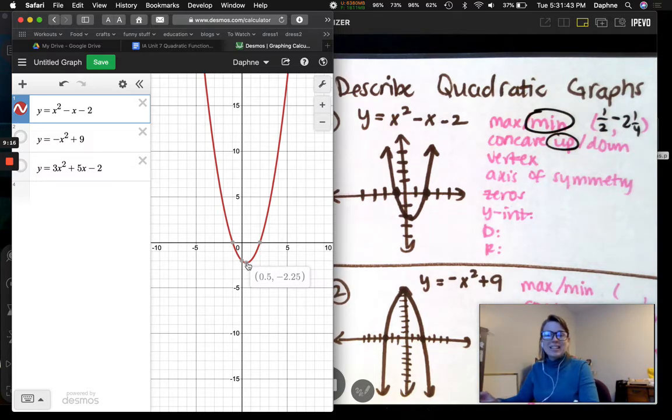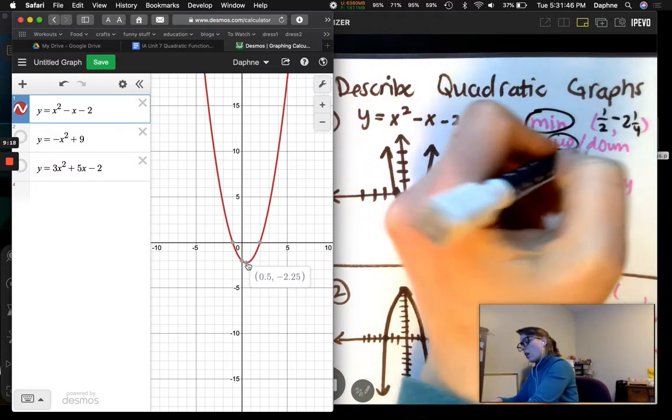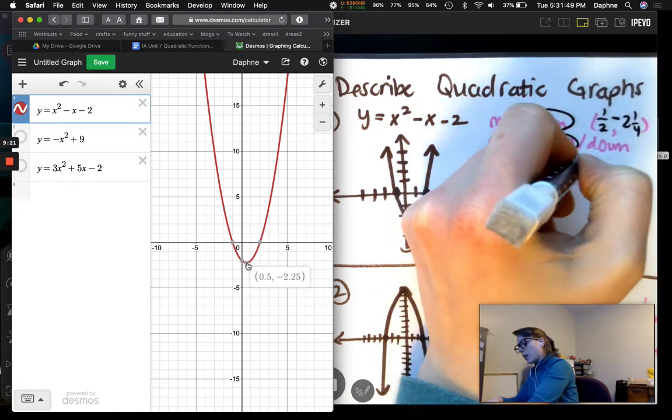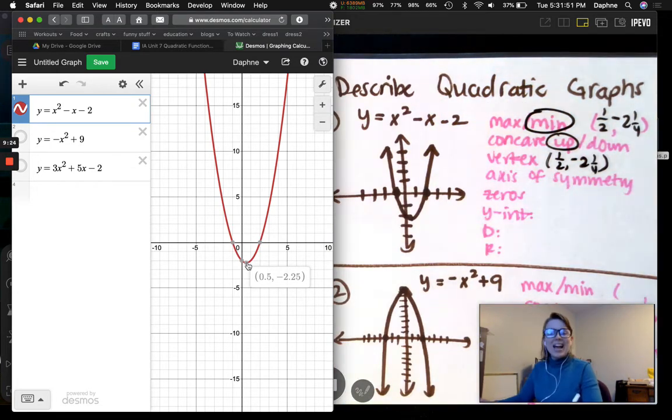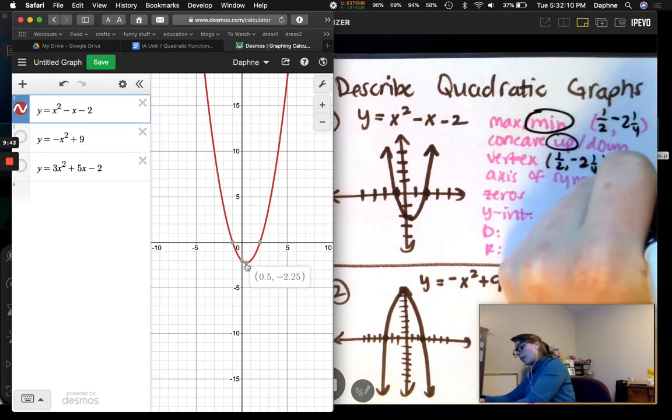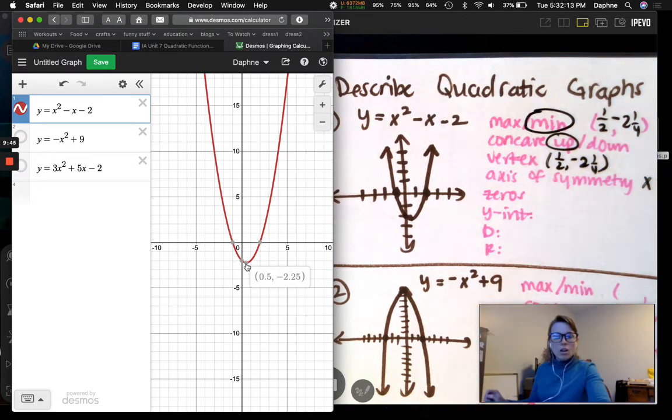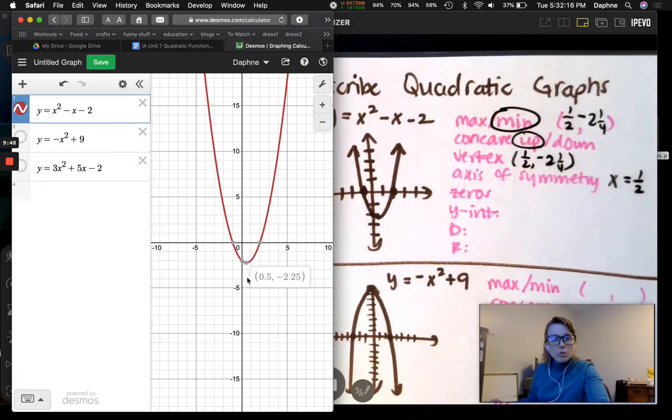Vertex is actually going to be the exact same thing as the max or the min, so I'm just going to rewrite that as (1/2, -2 1/4). Axis of symmetry. If we notice parabolas, they're symmetrical. There's a line down the middle that I could draw and fold each half onto it. That is going to hit right on my vertex every single time because that vertex is in the exact middle. So the axis of symmetry we write as x equals 1/2. When you draw a vertical line at x equals 1/2, you'll be cutting that parabola in half exactly. So the left side would match the right side.